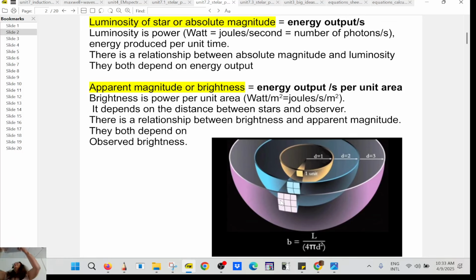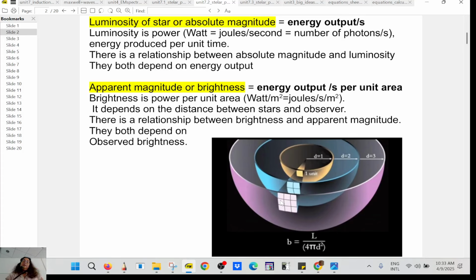Okay, so if I have a bucket here, this is my star. I'm collecting all the photons. Boom, boom, boom, boom, boom, boom, boom, boom, boom. I'm very close. That will be the luminosity. I multiply the distance by 2. I'm going to have less photons, 4 times less. I multiply distance by 3, 9 times less.